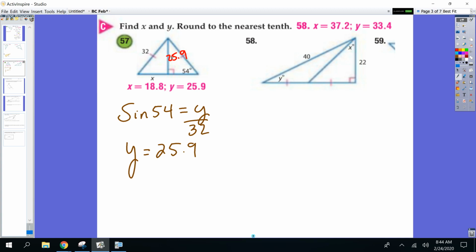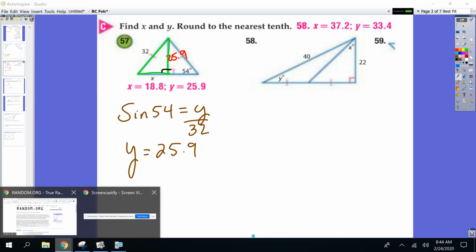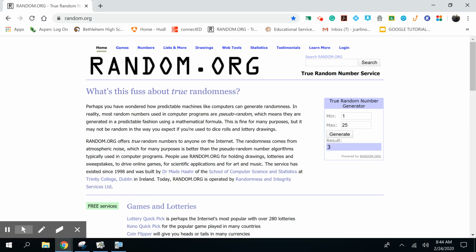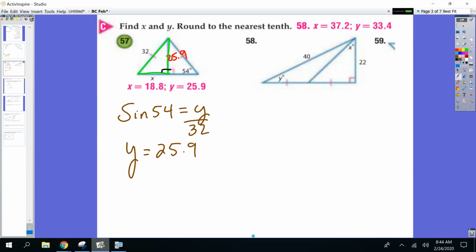25.9. Now I got to find x, but notice x is in a different right triangle. I can't use sine, cosine, tangent. I need an angle, don't I? Can anybody find an acute angle in that triangle to go from, and y mathematically? Can you find another angle? Y 54. There you go.